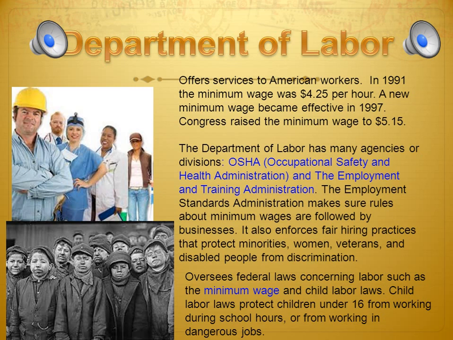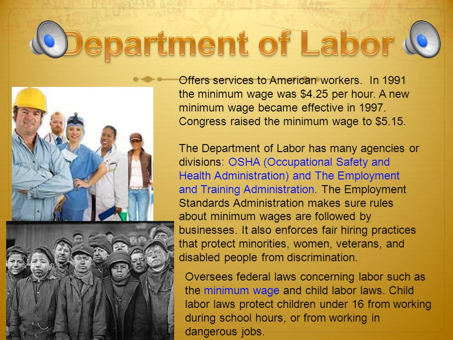So oftentimes you'll see, to keep up with the cost of living, minimum wage will be raised. Hopefully one day they'll create something called a living wage rather than a minimum wage. The Department of Labor has many agencies or divisions, as all the departments do. So there's an Employment Standards Administration, and they make sure rules about minimum wage are being followed.